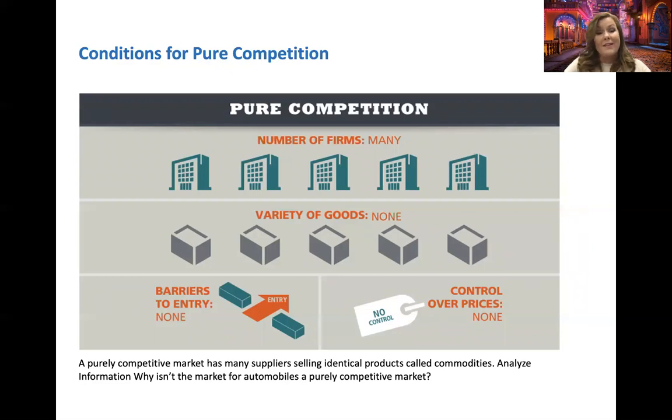But with that, and this is probably the most negative thing about pure competition, no one has control over prices. And we're going to learn that the firm that can operate with the lowest cost is going to set the price, because they're going to be at the lowest price because they can run their company very cheaply.